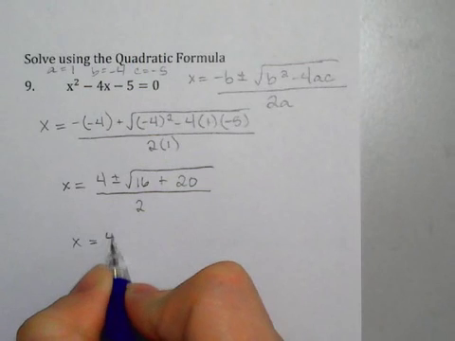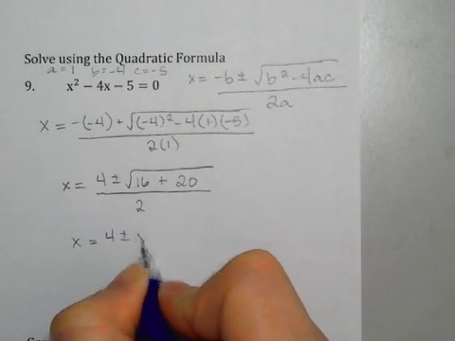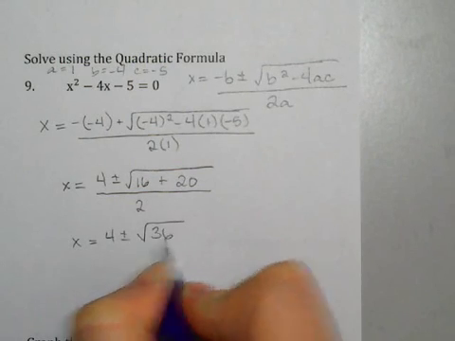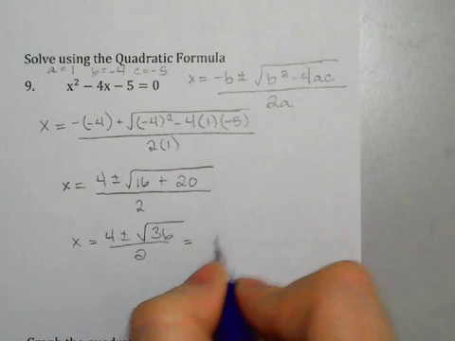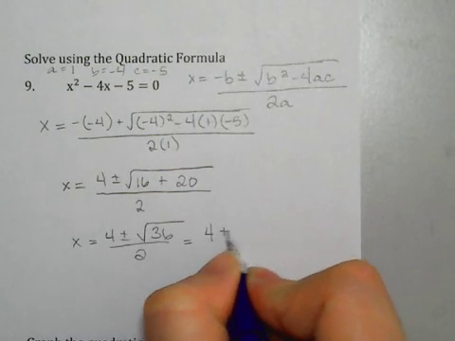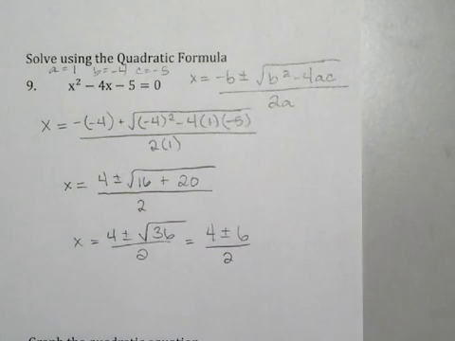So, x equals 4 plus or minus, then what is 16 plus 20? 36 divided by 2. And what is the square root of 36? 6. So 4 plus or minus 6 divided by 2.